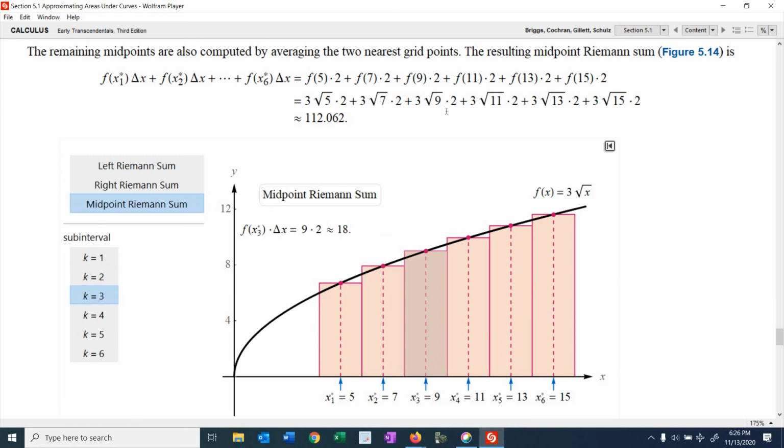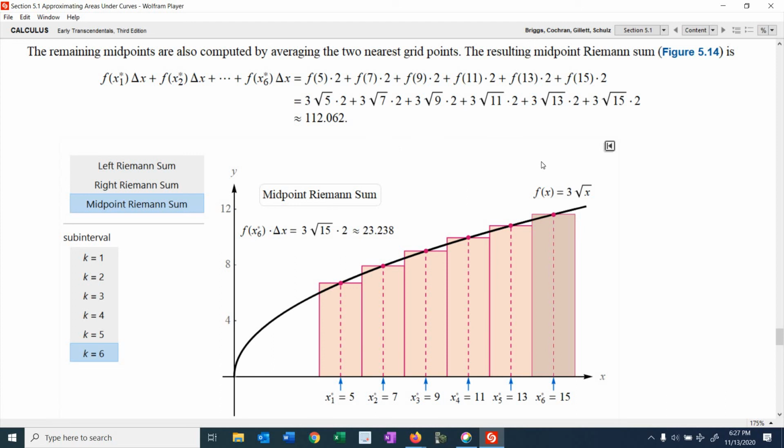The midpoint here is 9. Plug 9 into the function. 3 times the square root of 9, that gives you the height times the width, which is 2. So that's the area of the third one. The midpoint here is 11, so you plug 11 in. You get 3 times the square root of 11, which gives the height times the width, which is 2. This one, plug in 13, because that's the midpoint. That's the height times the width. And then the last one, the midpoint is 15, so that's the height times the width. Again, you add up the areas, all the 6 areas of the 6 rectangles, and you get 112.06.